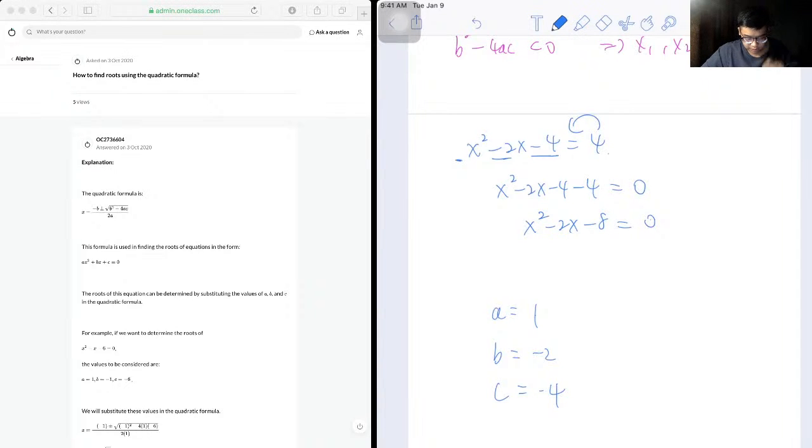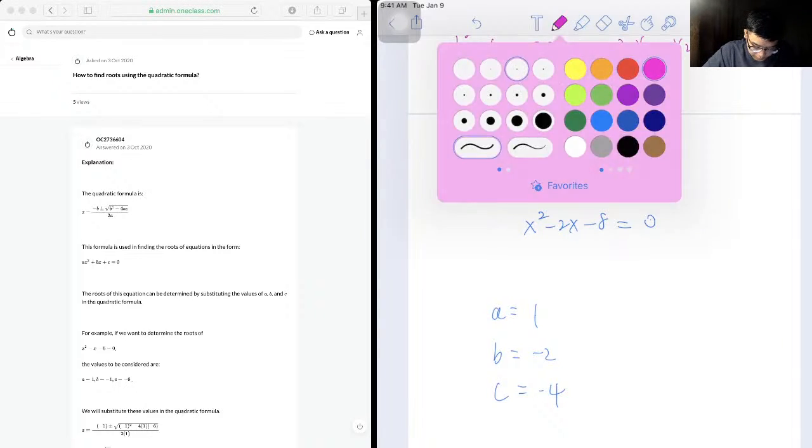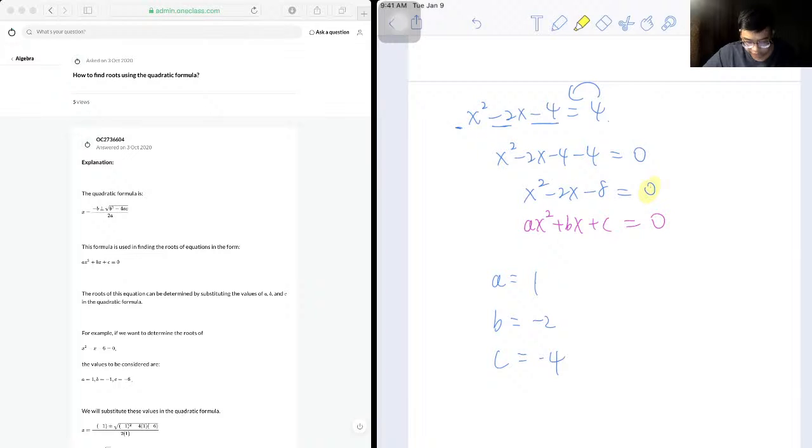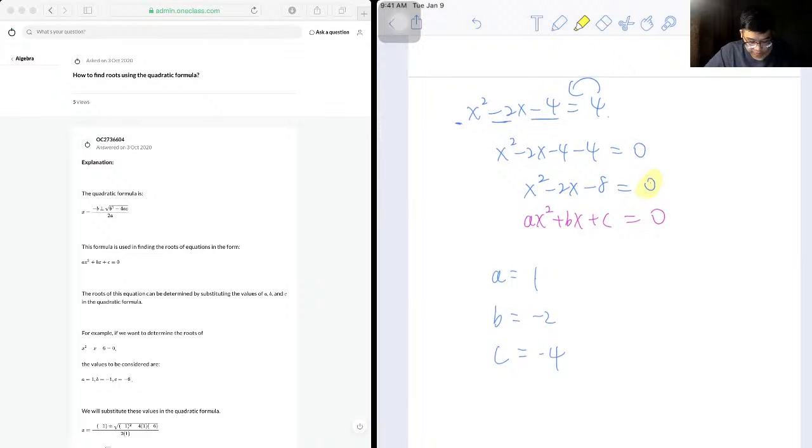Yeah. So since now we have the form of ax squared plus bx plus c equal to 0, see, we have a 0 on the right-hand side. Now we can apply the quadratic formula by applying the ABC.